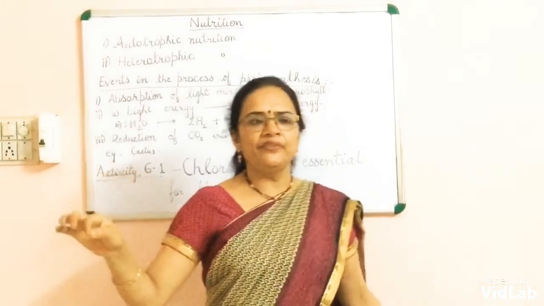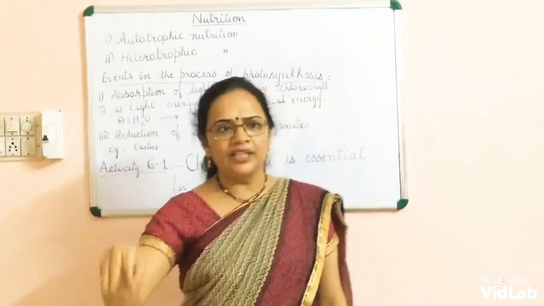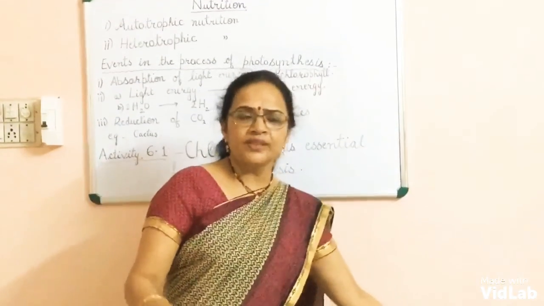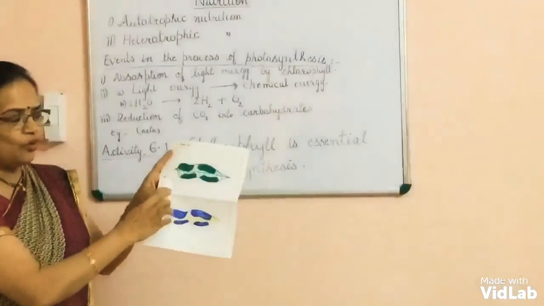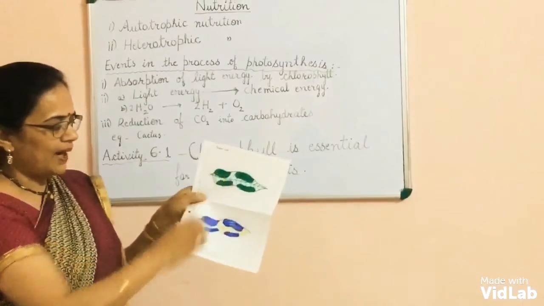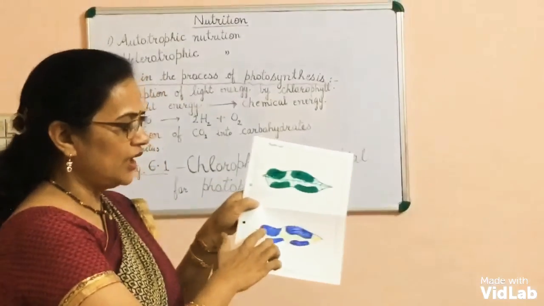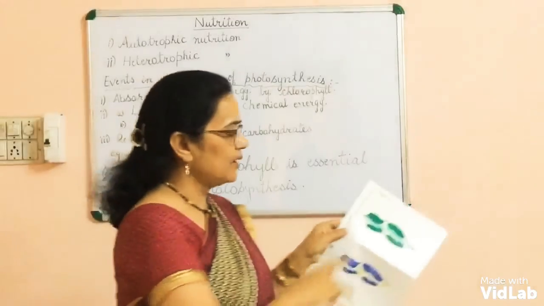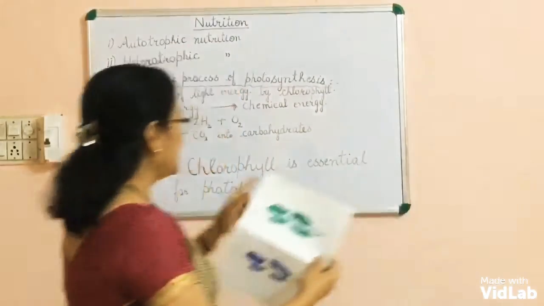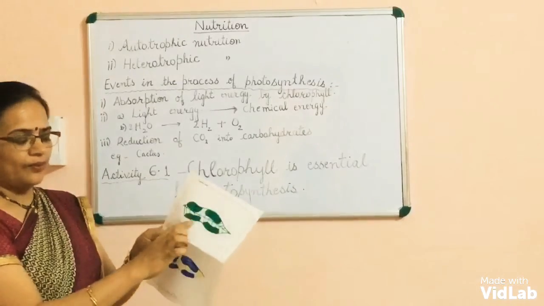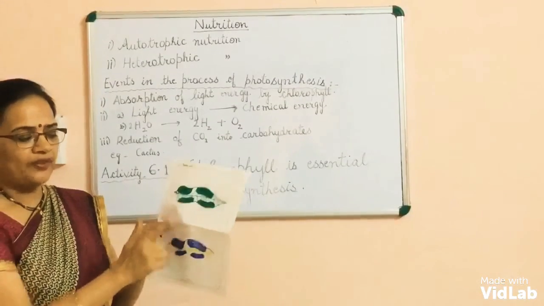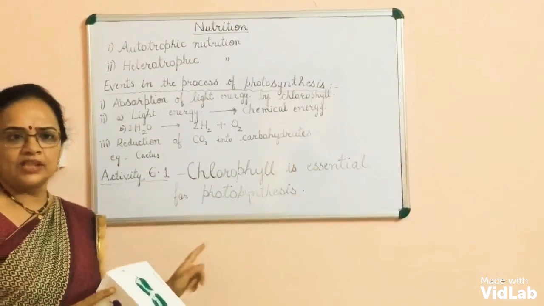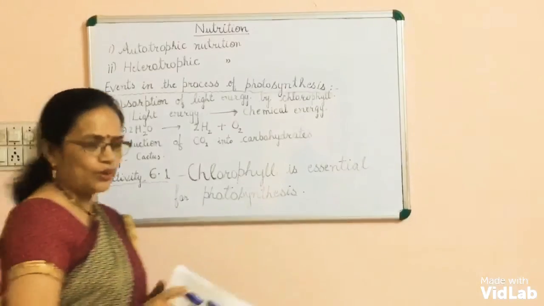Now dip this colorless leaf into the iodine solution. What you will observe is that the part which was earlier green will change into blue-black color. Just compare. So this activity shows that only the part which was green earlier, which has the chlorophyll, performs the function of photosynthesis and makes food. So this activity proves that chlorophyll is essential for the process of photosynthesis.